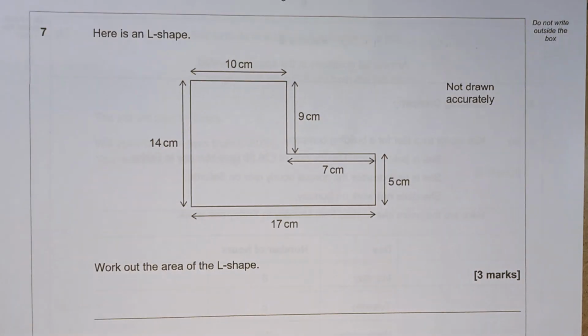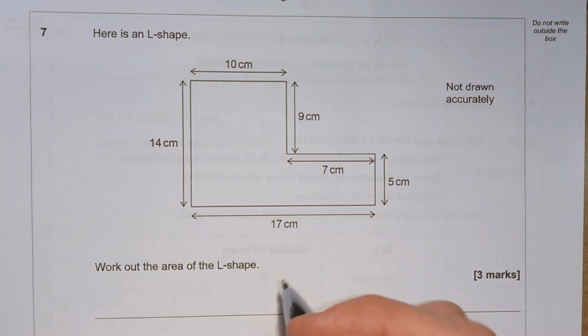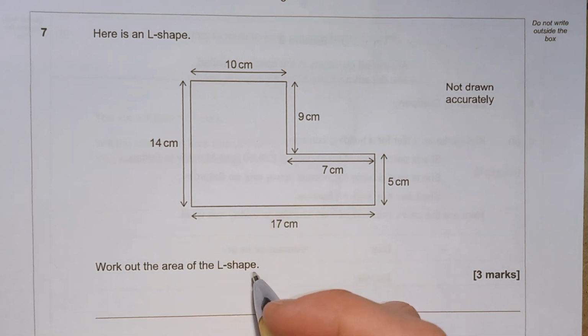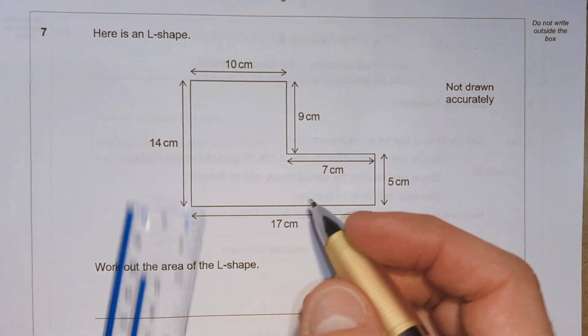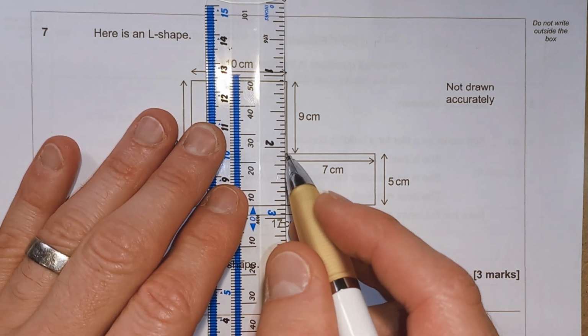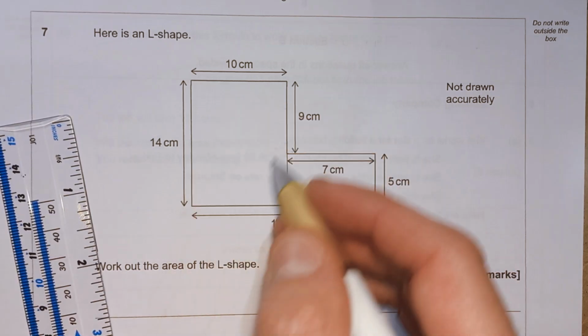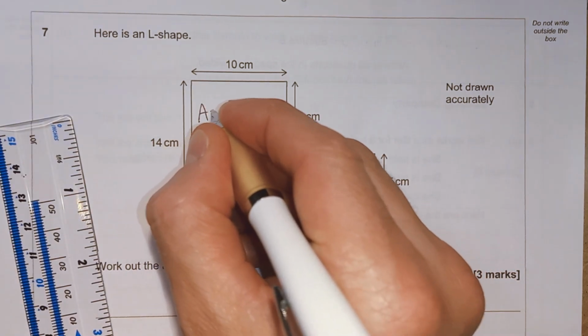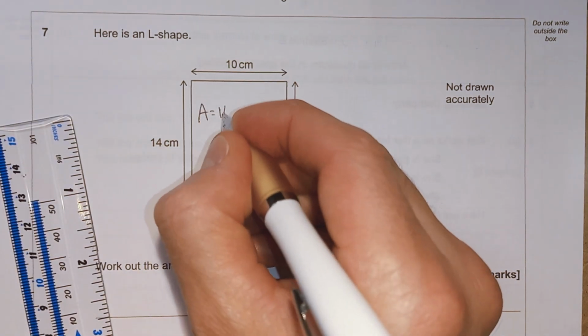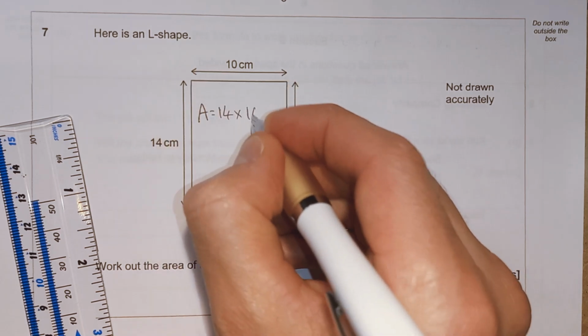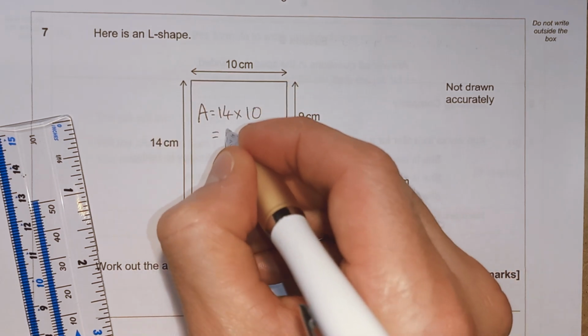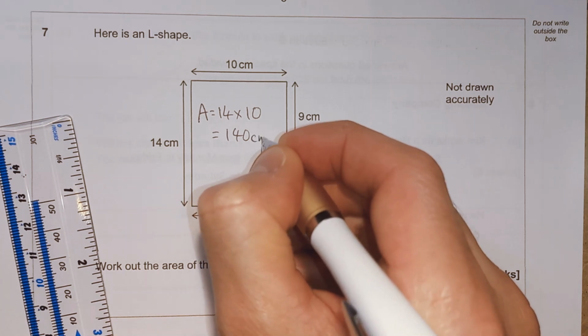Question 7. Here is an L shape. Okay, so we've got some different measurements on here. Work out the area of the L shape. Right, so what we need to do to work this out, we need to split it up into rectangles. So I'm going to draw a line down here. So I've got one rectangle here, and the area is going to be the length, which is 14, times the width, which is 10, times by 10, we just put the 0 on the end, a centimetre squared.